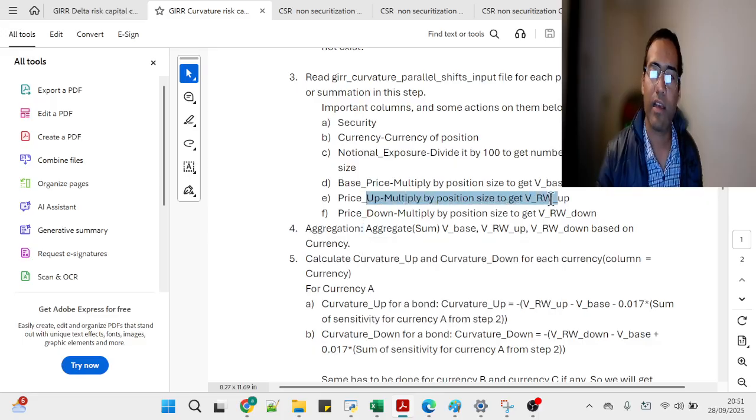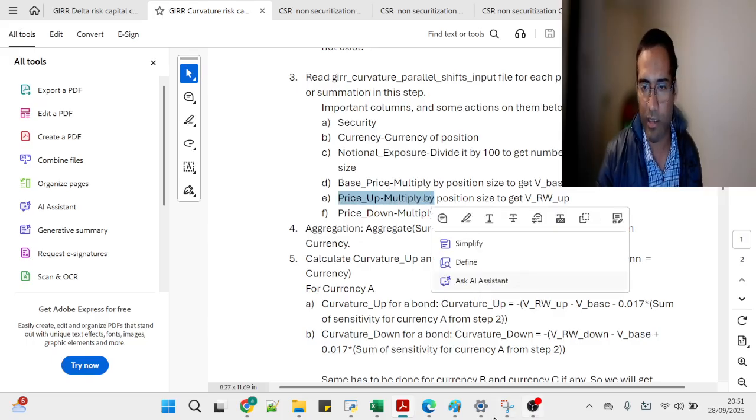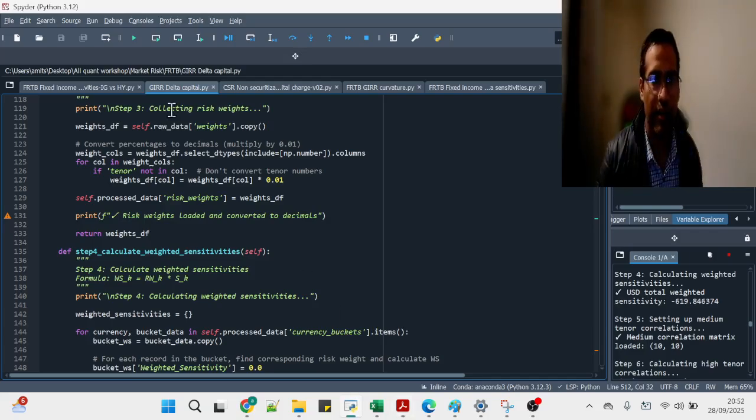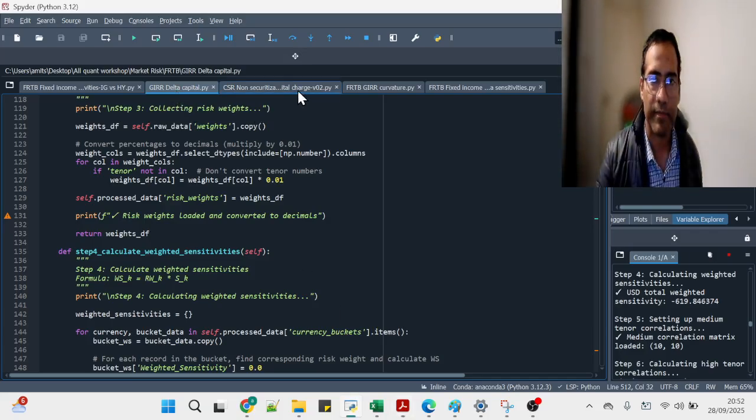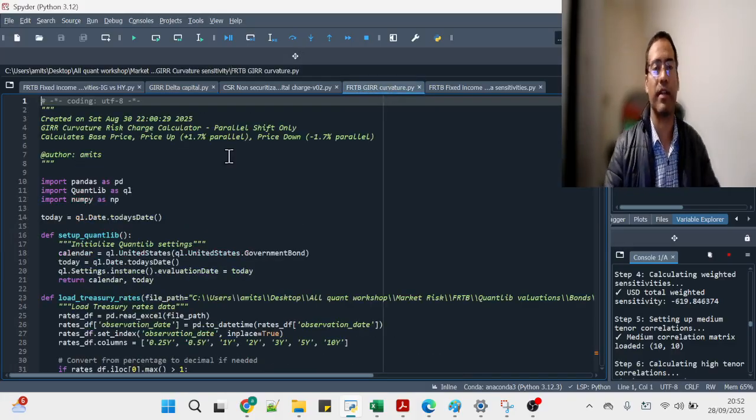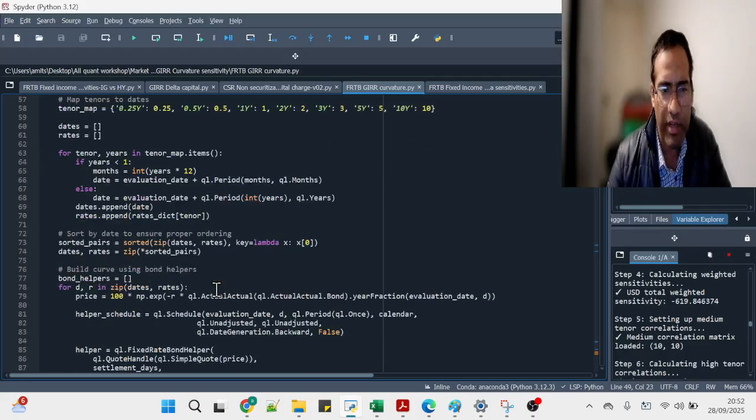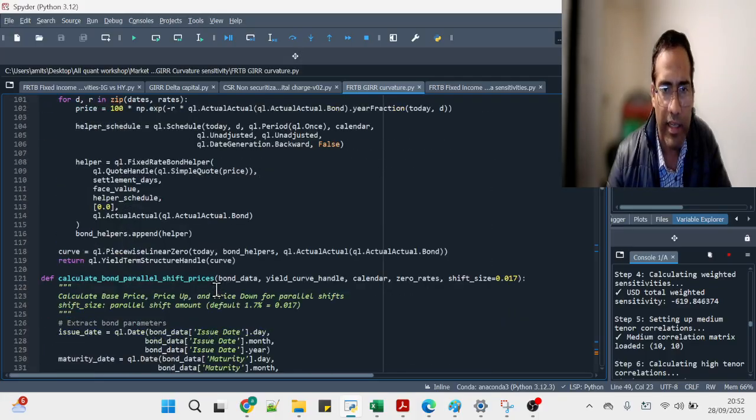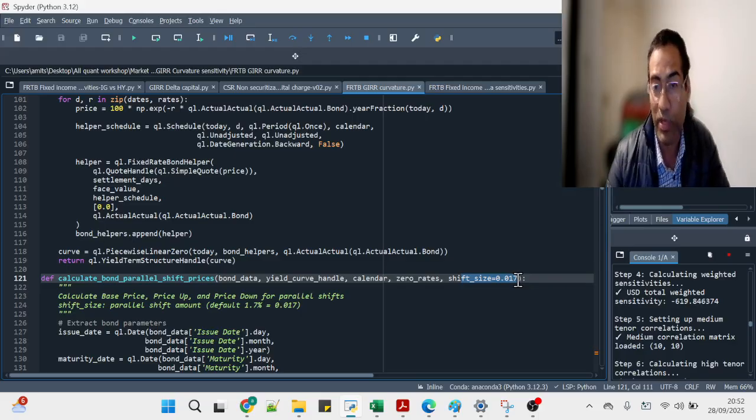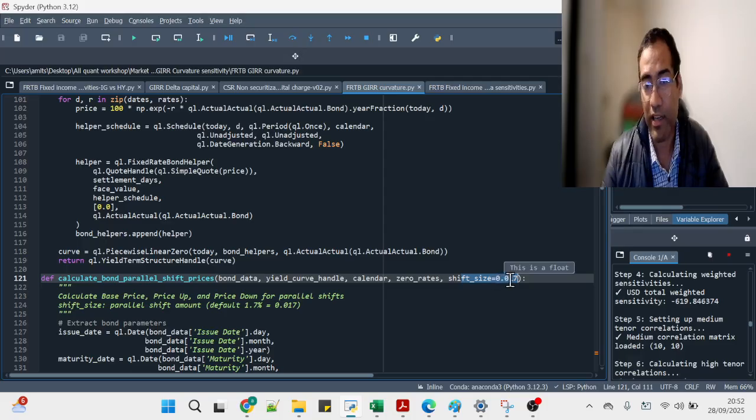So if you want to see this curvature calculation, then I can show it, this code I also have. This was delta, and this is the curvature. What I have done is virtually the same code, but there is a simultaneous increase and decrease in rate. Shift size is 1.7%. It is higher than the GIRR delta. I think there it was 1 bip or 1%.